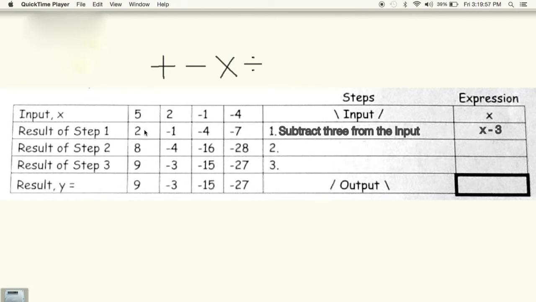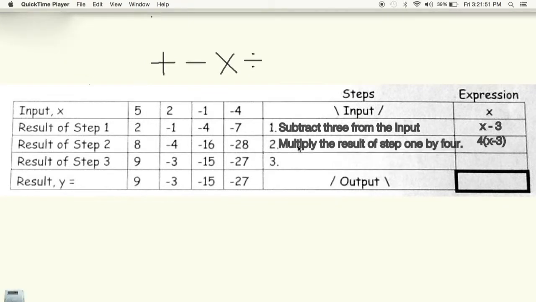Let's see. 2 times what is going to give us 8? 2 times 4. So if we multiply 2 times 4, we get 8. If we multiply negative 1 times 4, we get negative 4. If we multiply negative 4 times 4, we get negative 16. And if we look at the last column here, negative 7 times 4 also makes negative 28. So that is our next step.